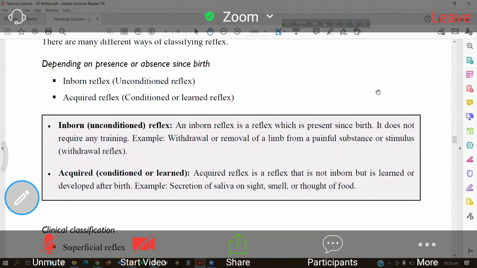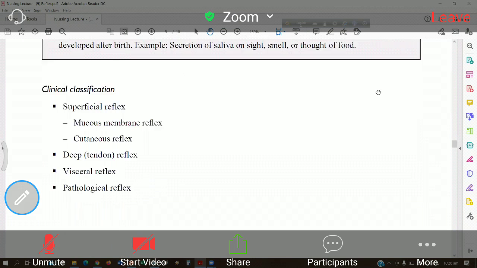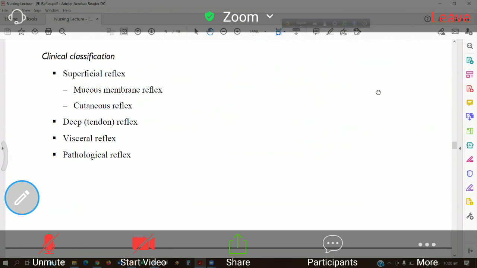Then we can classify reflexes clinically. Clinically means when patients come to visit a physician, the physician first needs to take a history of the patient, history of the disease of the patient. Then he needs to clinically examine the patient. During clinical examination, there is a part called neurological examination.